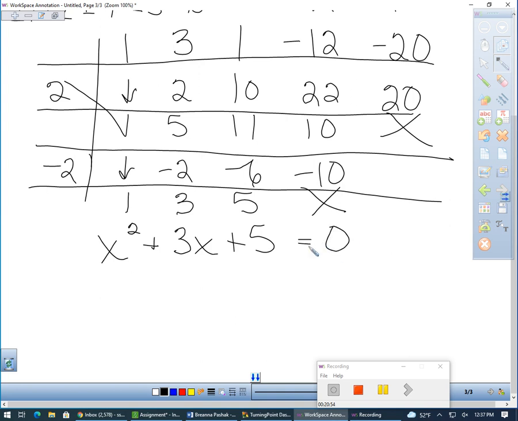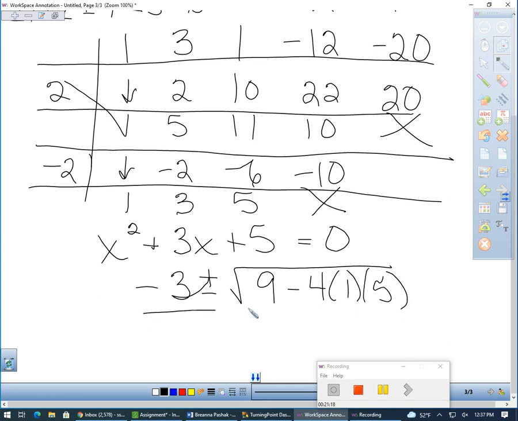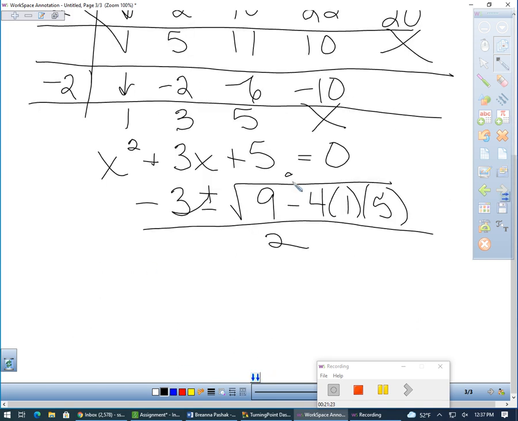This isn't an easy one to solve, right? Quadratic formula, exactly. It doesn't factor. So we have -b plus and minus the square root of b squared minus 4 times a times c all over 2a. So underneath here I have 9 minus 20. So what do I actually have underneath there? Good. I have -3 plus and minus the square root of -11 over 2.